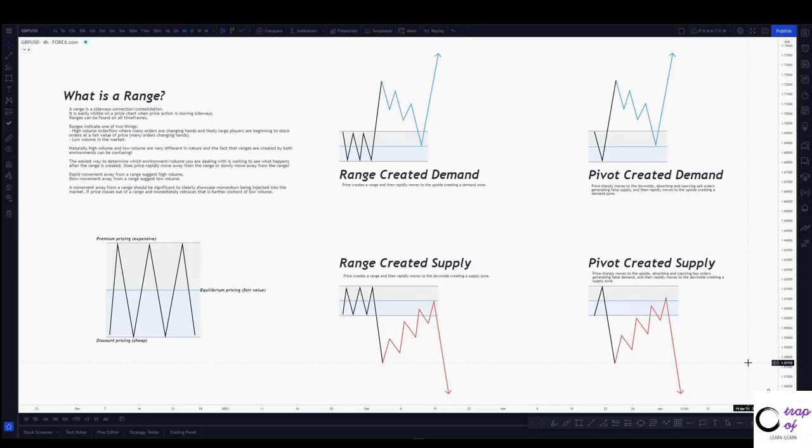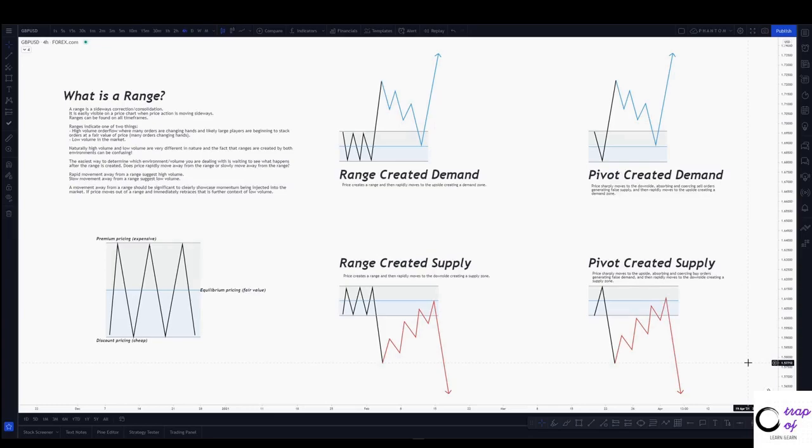One being high volume order flow, where many orders are changing hands and likely large players are beginning to stack orders at a fair value in price, which basically means that demand and supply are changing hands quite rapidly, but eventually you do see a large move to the upside or the downside depending on which side of the market is being traded. But again, it comes back to that concept of supply and demand. When there's fair value, orders are changing hands at a rapid pace and you're not seeing much movement on a price chart. When there is an imbalance in supply and demand, that's when you see price move rapidly in one direction because it's trying to seek more orders or liquidity to balance that supply and demand.